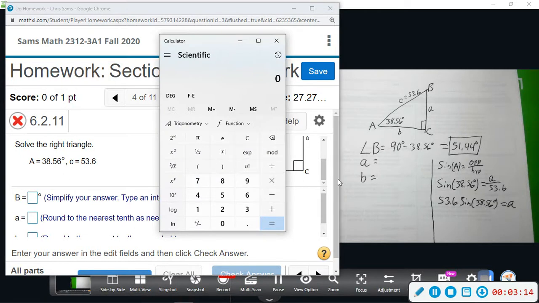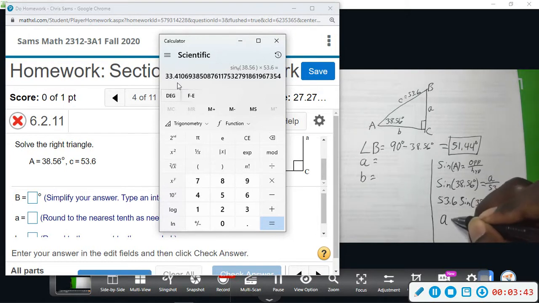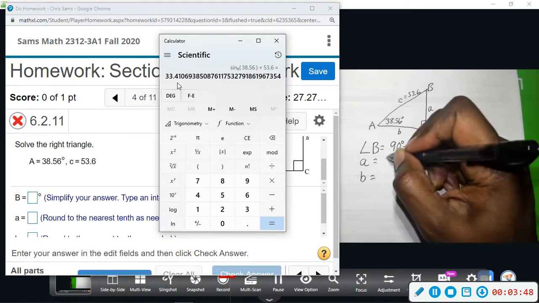So with this basic calculator, you have to do the number, then the trig function, then multiply. So I'm going to type in 38.56, and then we're going to do trig, sine of that, and then we're going to multiply this times the 53.6. Alright, so that gives us 33.4 rounded. So side A is 33.4 approximately.